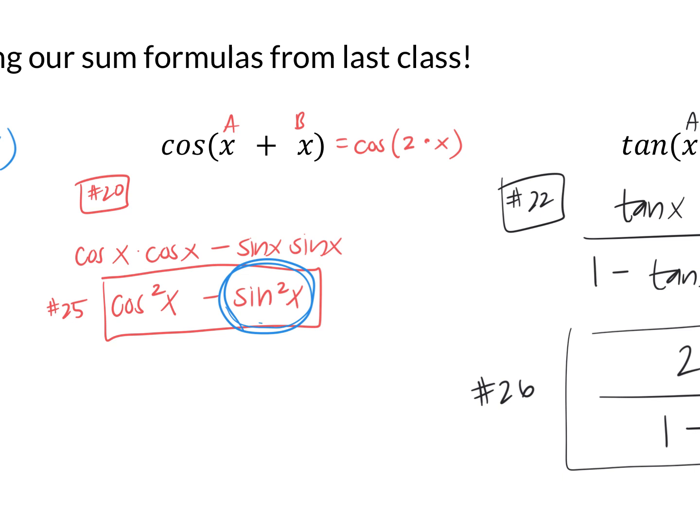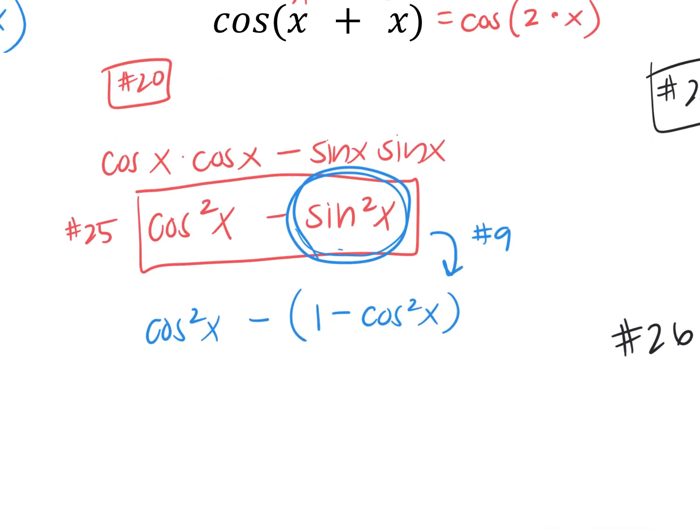1 minus cosine squared. Say that one more time. 1 minus cosine squared of x. Yeah. So I could rewrite this as cosine squared of x minus 1 minus cosine squared of x. That's using your identity number 9, right? Replacing sine squared of x with 1 minus cosine squared. And then if I just do a little bit of algebra here, this becomes cosine squared of x minus 1 plus cosine squared of x.